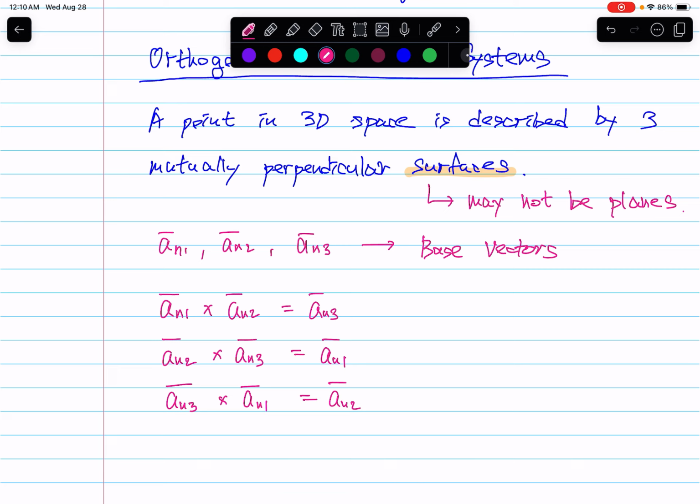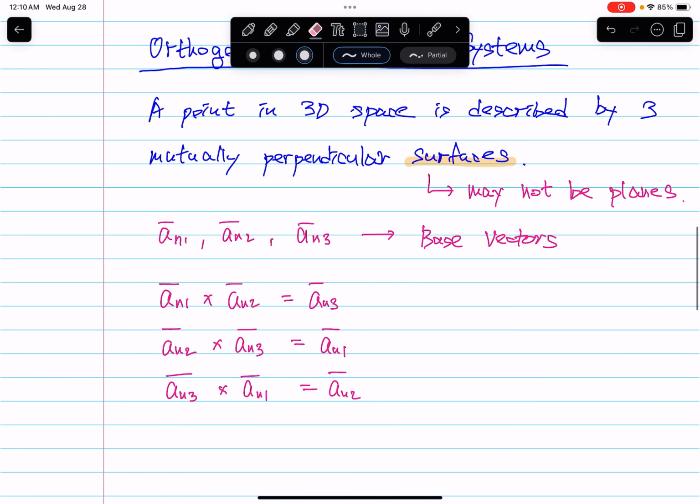Okay, and obviously these are unit vectors, meaning that the length of these guys are 1. So if you do a multiplication of itself, for example, if you do a_n1 inner dot product of a_n1, that's essentially 1 times 1 cosine 0, so that becomes 1.